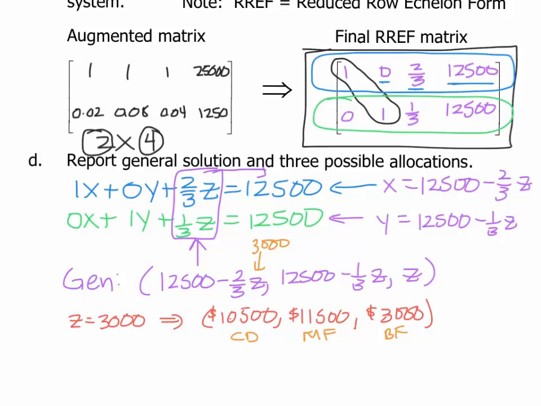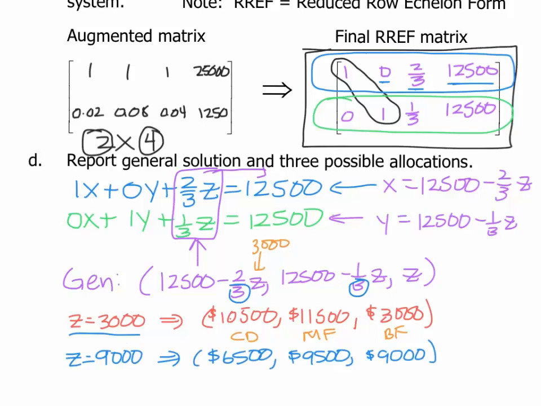One thing to note here is because everything's divided by 3 here, I'm going to choose values for z that are divisible by 3 so I end up with whole numbers. Using z equals 9,000, I end up with $6,500 in the CD, $9,500 in the mutual fund, and $9,000 in the bond fund.